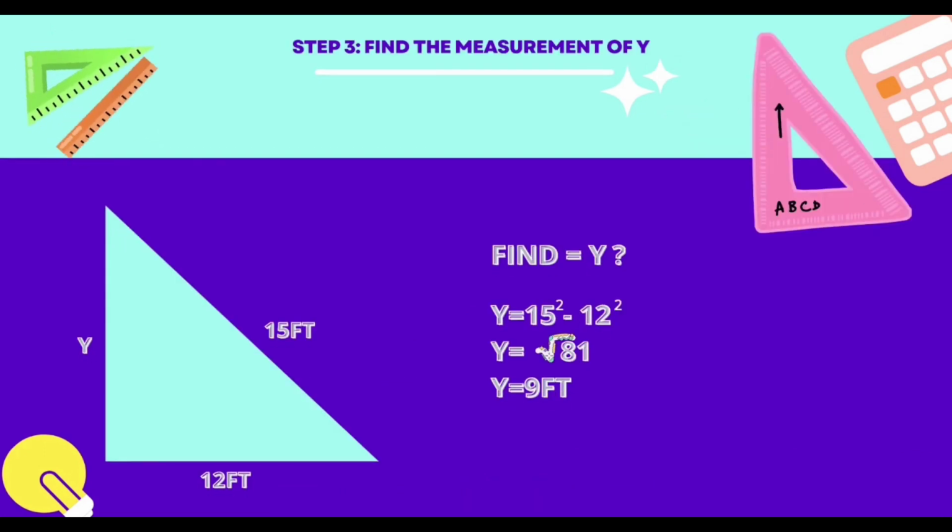Step number 3 is we have to find the measurement of y before we take any further action to find dy over dt. From the statement given, we already know that the measurement of the hypotenuse is 15 feet and the bottom of the playground slide is 12 feet. Then we apply the formula of the Pythagorean theorem with the information given. We get y equals 9 feet.